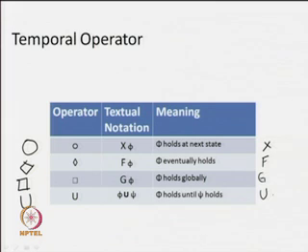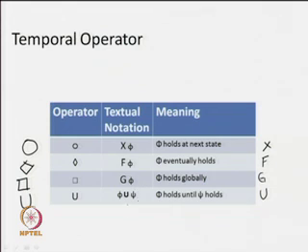In case of X phi, that means in the next state phi holds. If I say F phi, it says that the formula phi holds eventually, that means in some future state this particular formula phi will hold. So, G phi, which is globally phi, says that phi is always true in the system, that means in all states phi is true.